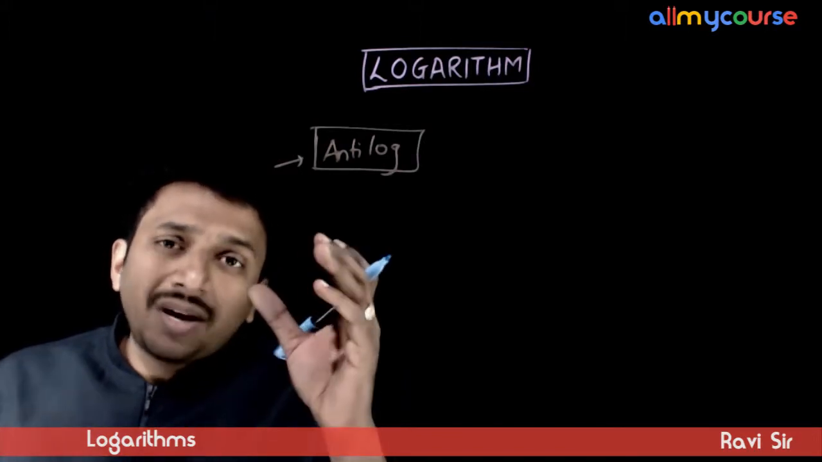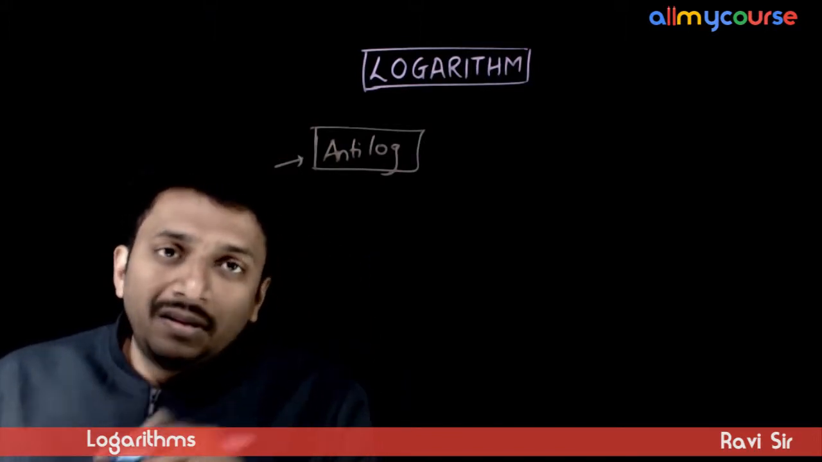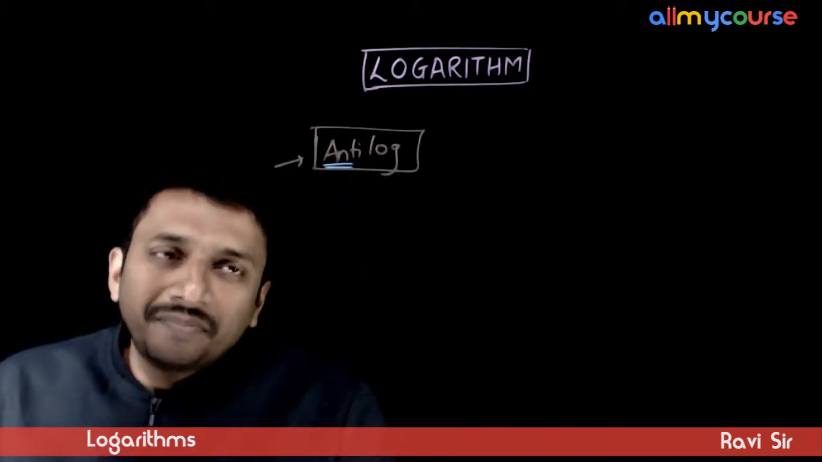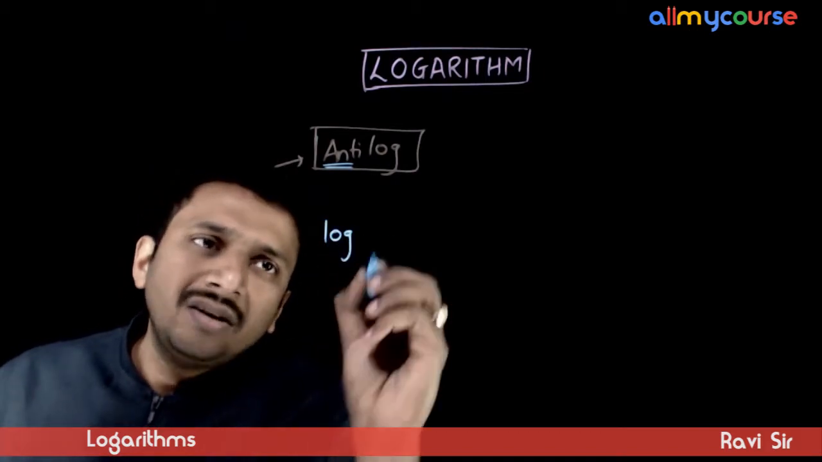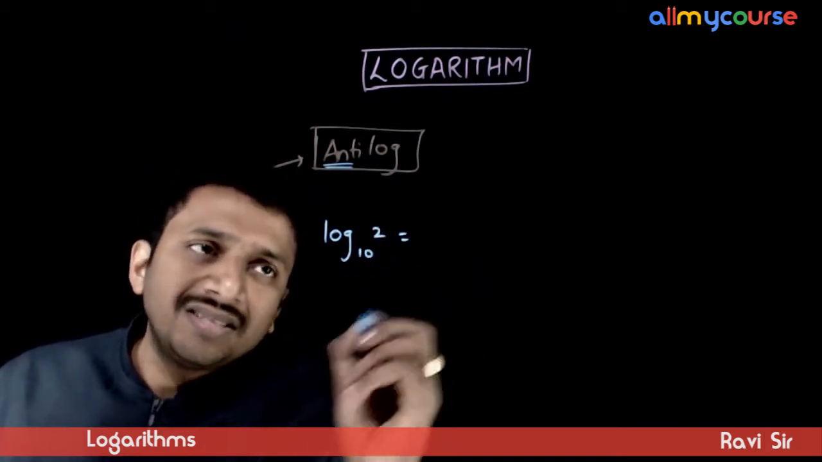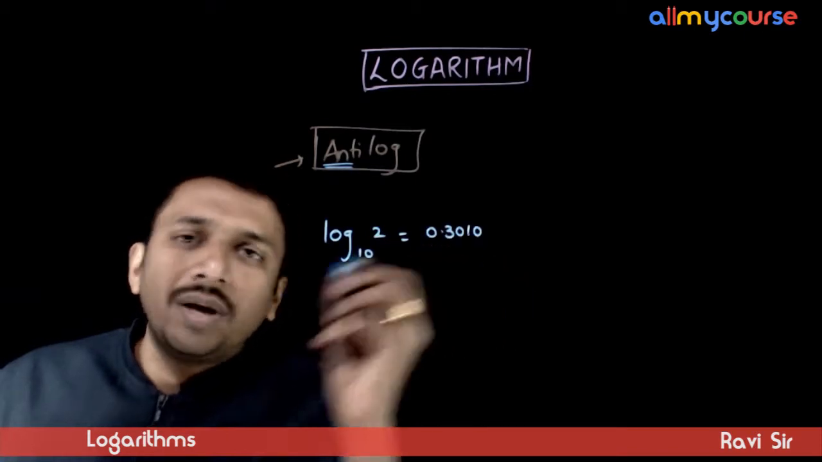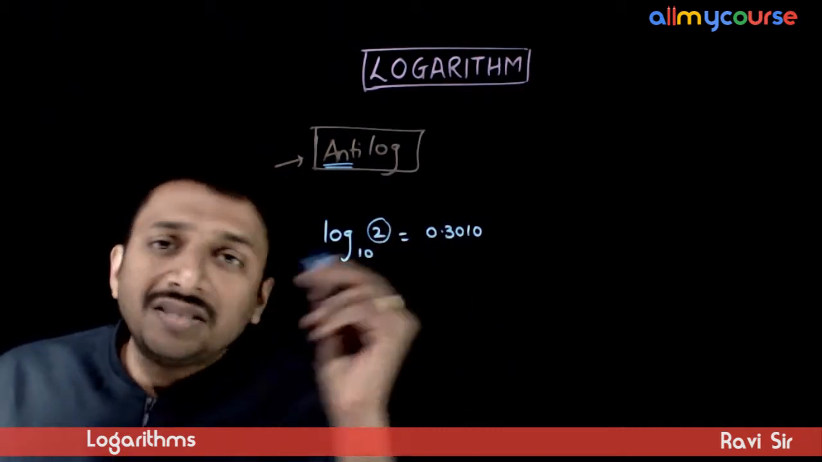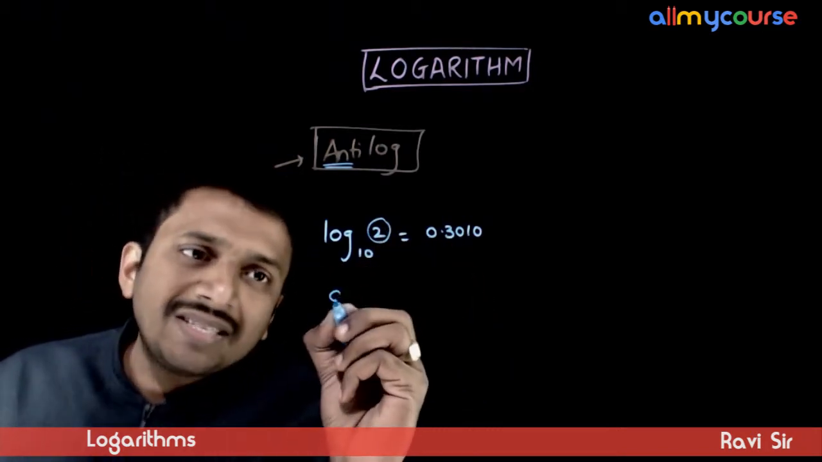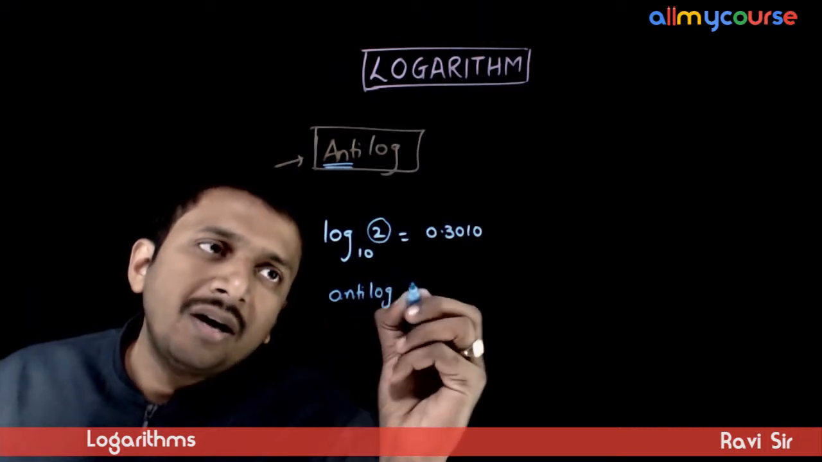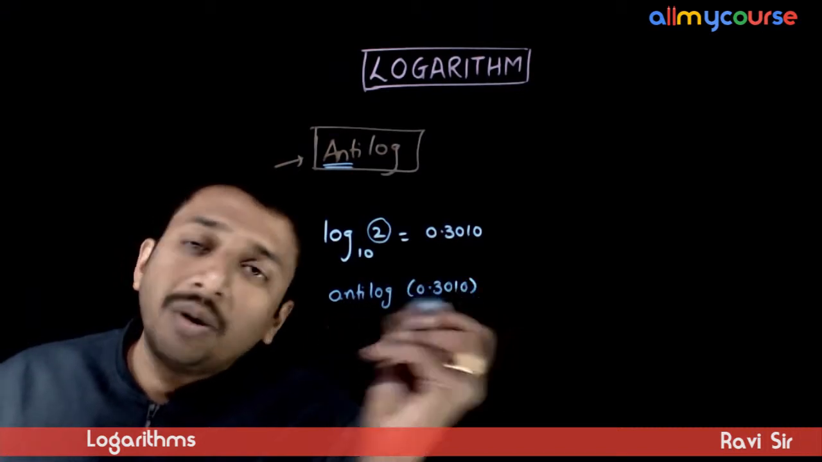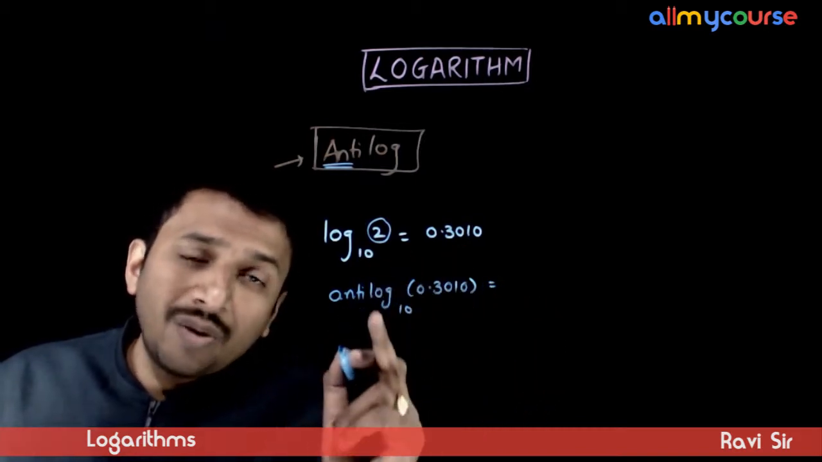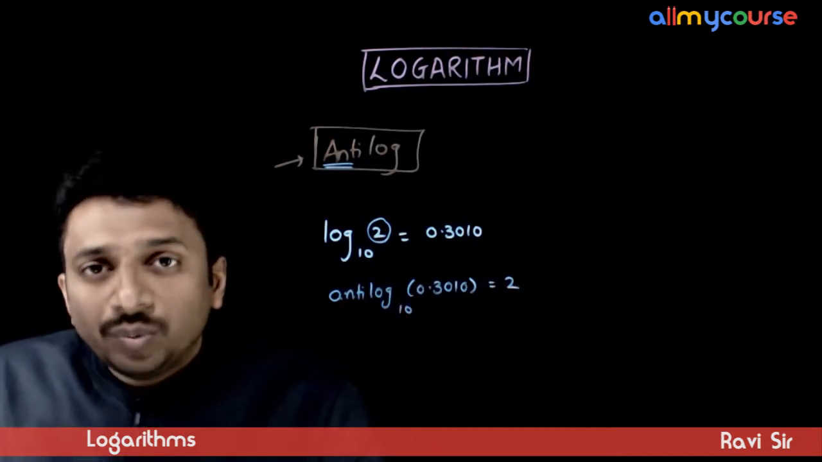So in this video, let us look at what antilog is. As the name suggests, antilog is the reverse of logarithm. So if log 2 to the base 10 is equal to 0.3010, so if log of this number to the base 10 is 0.3010, what is the antilog of 0.3010 with respect to 10? The antilog of 0.3010 with respect to 10 is nothing but 2.